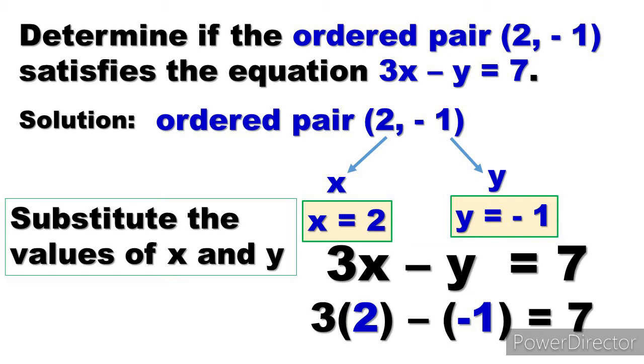Okay, again, ang ordered pair natin is positive 2, negative 1. So, ang x dito is 2, ang y is negative 1. And then, yan ang isasubstitute natin sa value ng x at saka y ng equation na 3x minus y equals 7. Okay, now we have 3x. Yung x papalitan natin ng 2 minus y. Yung y palitan natin ng negative 1, then equals 7. So, now we have 3 times 2 minus negative 1 equals 7.